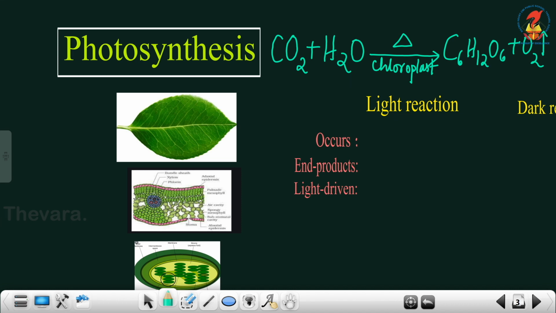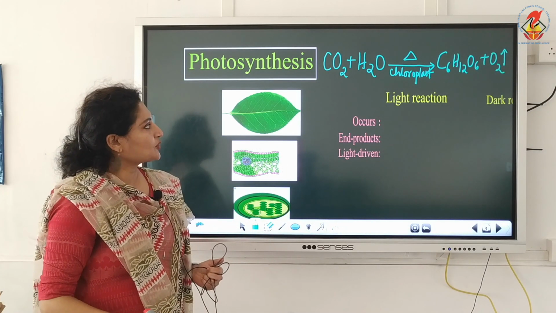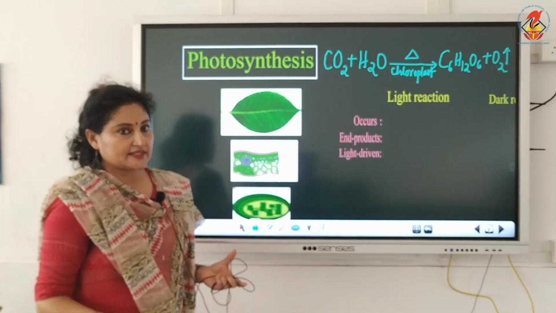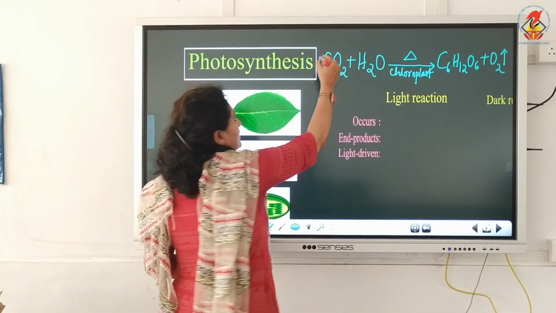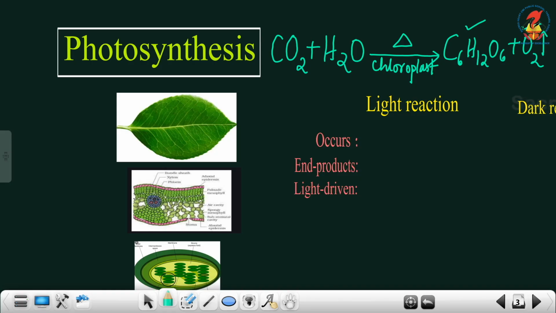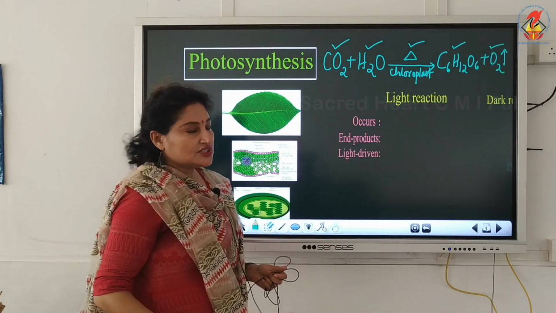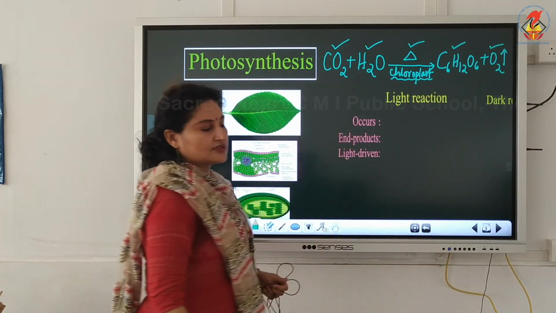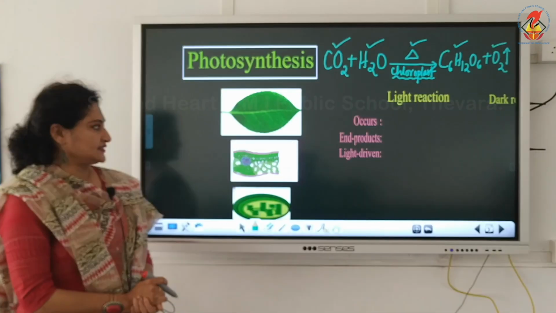So this you are very familiar with. I am not balancing the equation. We are learning the substrate as well as the products on the other side of the equation. It is the production of glucose and oxygen utilizing carbon dioxide and water in the presence of solar energy, which is trapped by the chlorophyll present in the chloroplast. This is what is called photosynthesis.